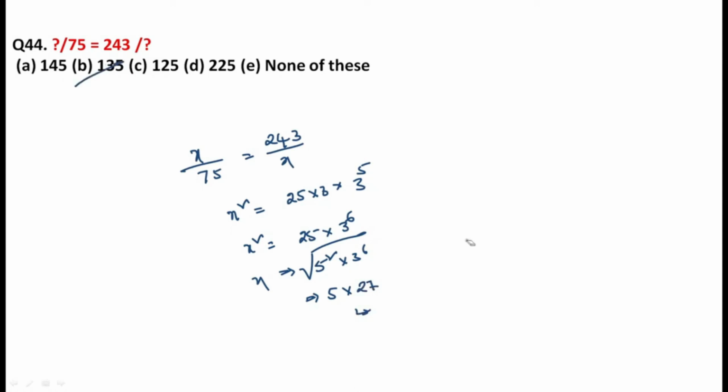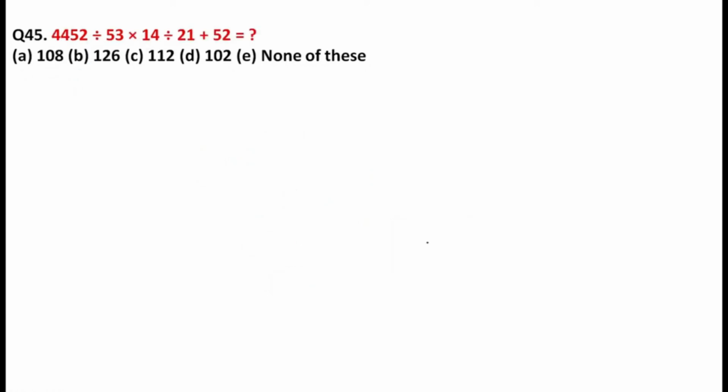You can take 81 into 3. 3 power 4 is equal to 81. You can get 3 power 6. You can convert it as you wish. No issues. We require a calculation. Next one.